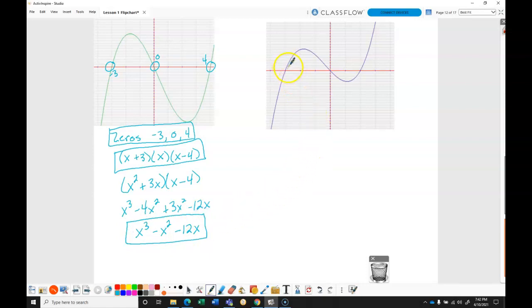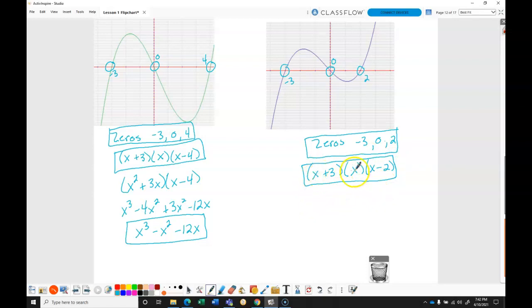Okay, and for the second one, this is at -3. This is at 0. This one's at 2. So my zeros are -3, 0, and 2. The factor I can write from the -3 is x plus 3. The one I get from 0 is x. And the one I get from 2 is x minus 2. That's the factored form.